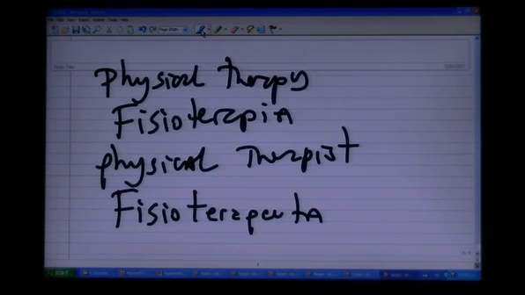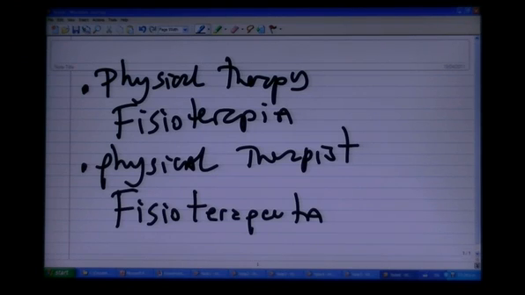Sorry. Physical therapy, fisioterapia. Physical therapists, fisioterapeuta. Nada de terapia física ni de terapista físico. Oh. That is not a good thing to use.